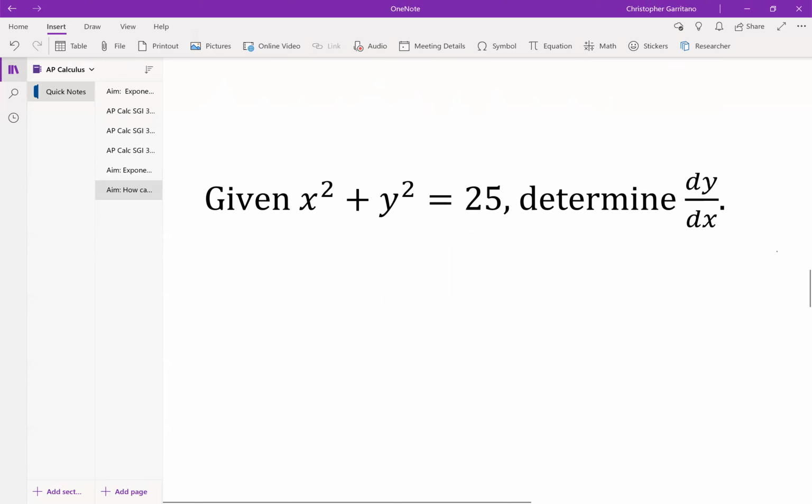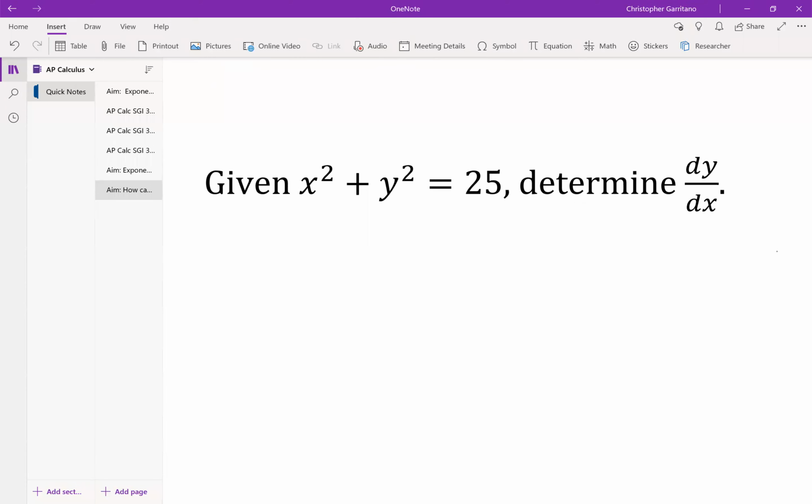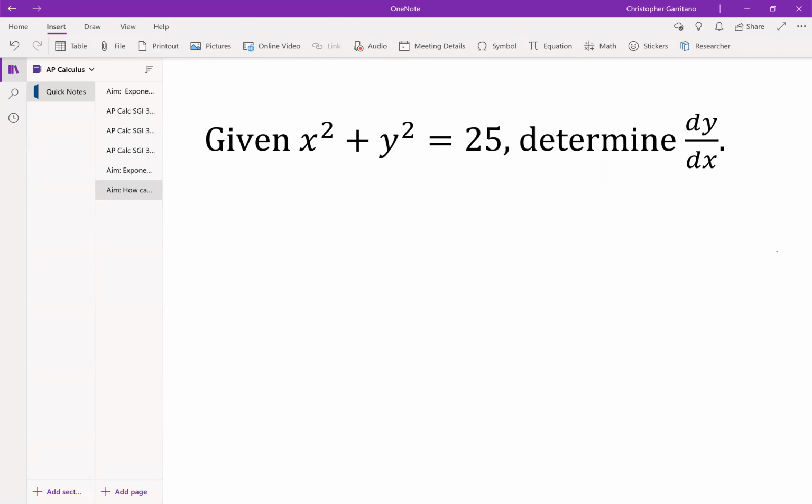So let's say you're given x squared plus y squared equals 25. Just as an exercise, I want you to see if you can determine dy dx. So based on this particular solution, determine the differential equation. I'm going to allow you a moment to pause me and attempt this problem. Okay, welcome back, assuming you attempted this problem.